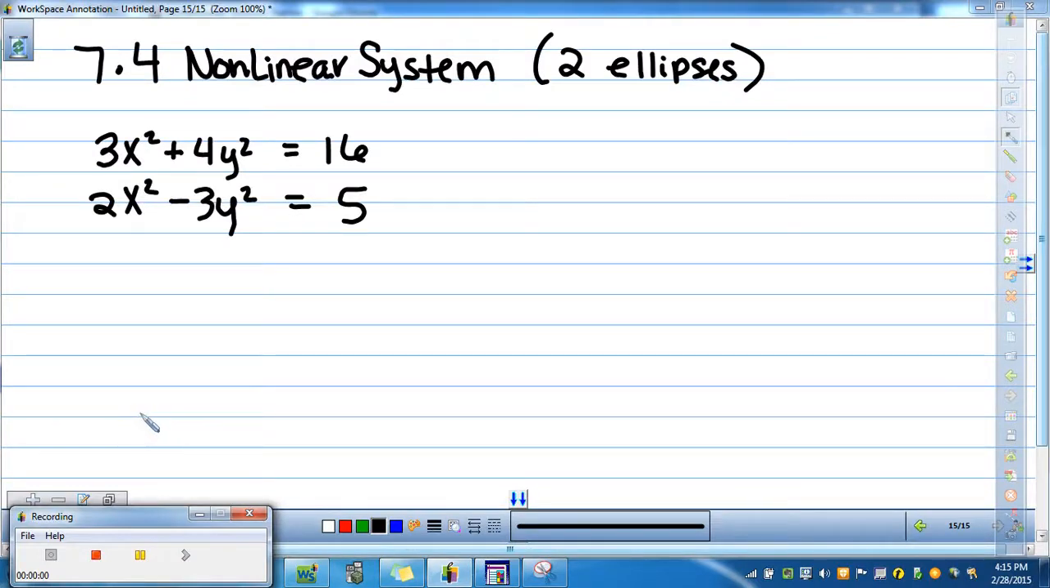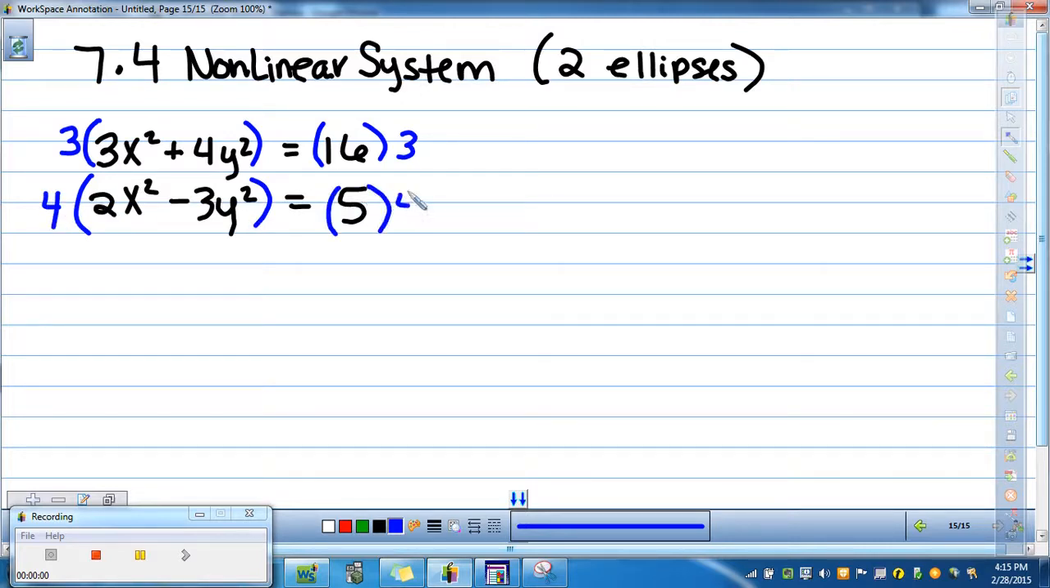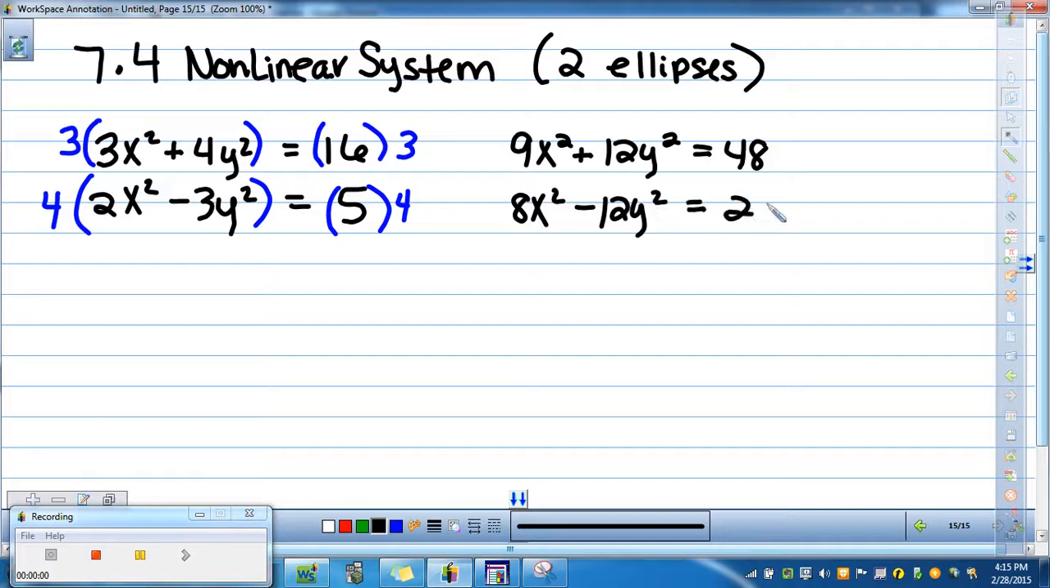We will solve this nonlinear system using the elimination method. We can eliminate the x squareds or the y squareds. Since one of the y squareds is already positive and the other is negative, I'm going to multiply the top equation by 3 and the bottom equation by 4. That's going to give us positive 12y squared and negative 12y squared. Now we're ready to do elimination.